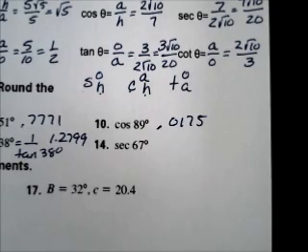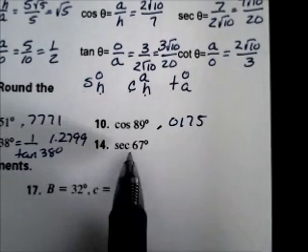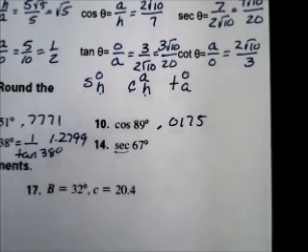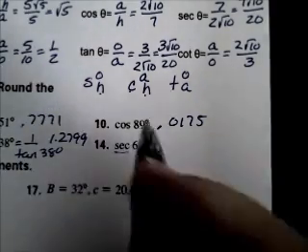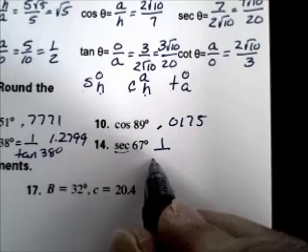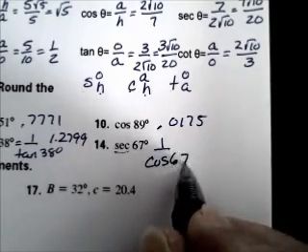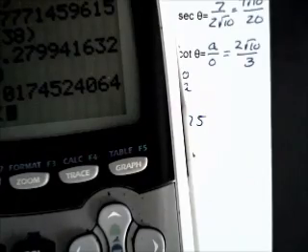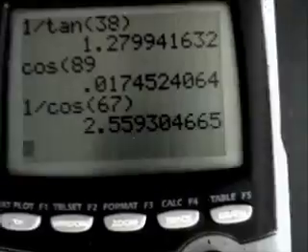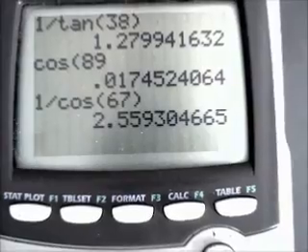And the last one, number 14, secant of 67. Again, it almost looks like cosine backwards, so this is the reciprocal. It's equivalent to the reciprocal of cosine 67. 1 divided by cosine 67 on the calculator yields 2.5593.